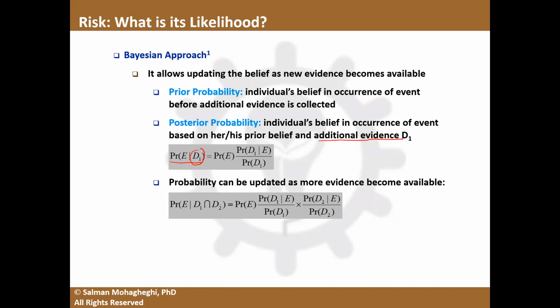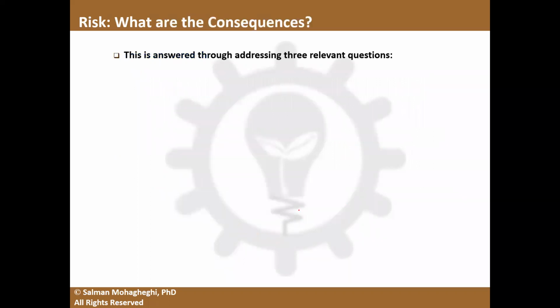So this would be the first probability, which is probability of E given D1. And when you have both D1 and D2, you will adjust it based on this new information. And you get this new information and you can adjust the likelihood of an event taking place.